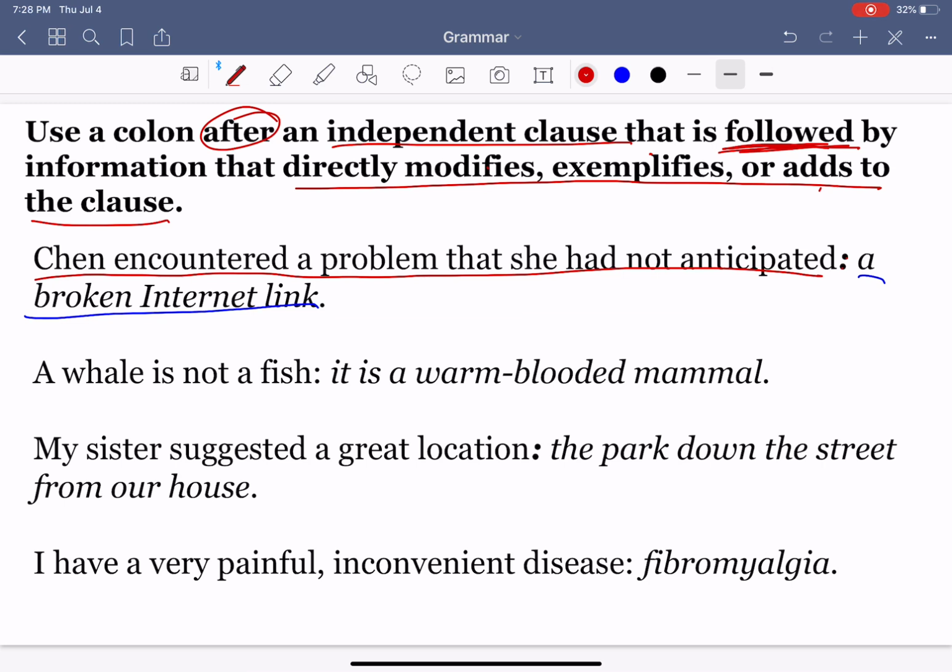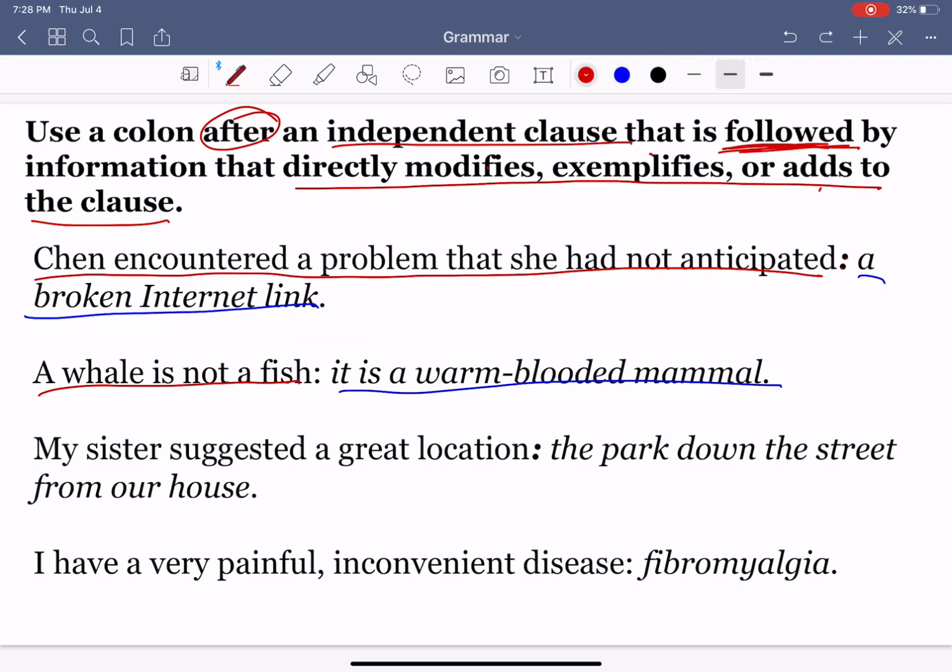The next one is another example. A whale is not a fish: it is a warm-blooded mammal. In this case, they're both complete sentences, but it is exemplifying, or adding to, the previous clause. A whale is not a fish. Well, what is it? It is a warm-blooded mammal. It's just adding more information.